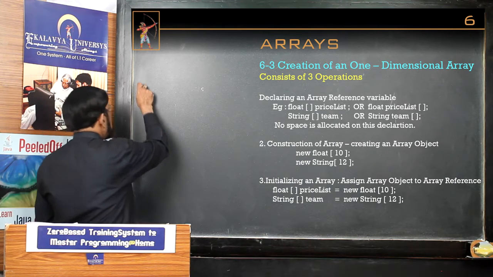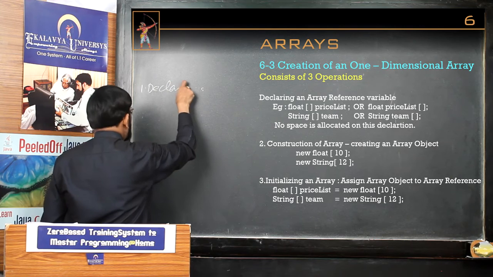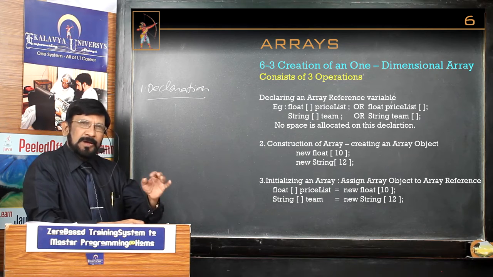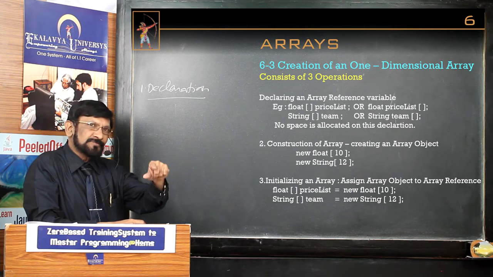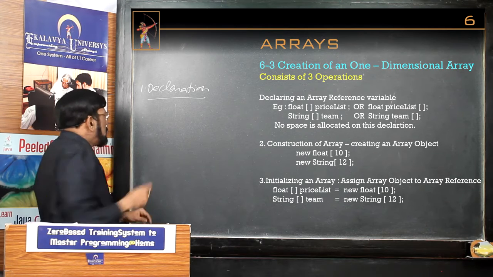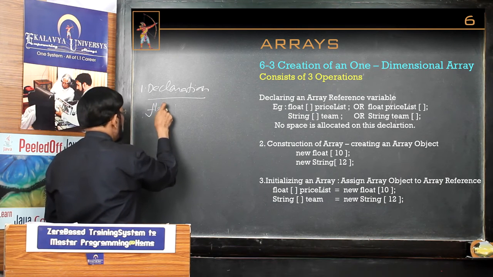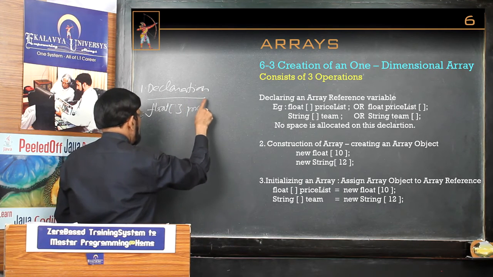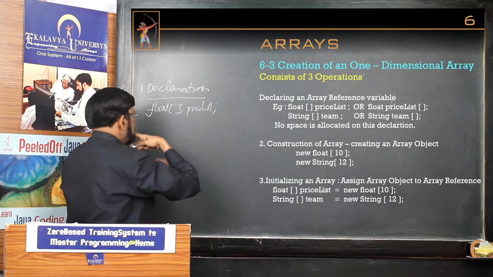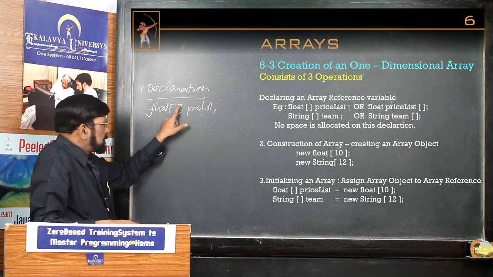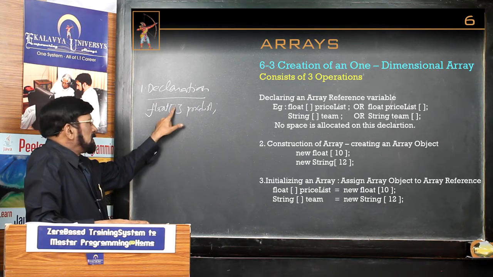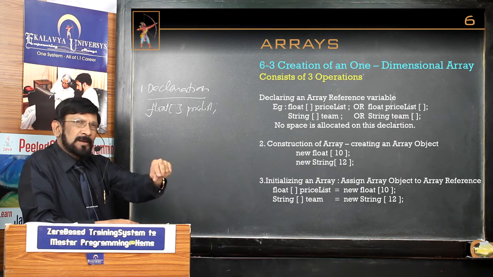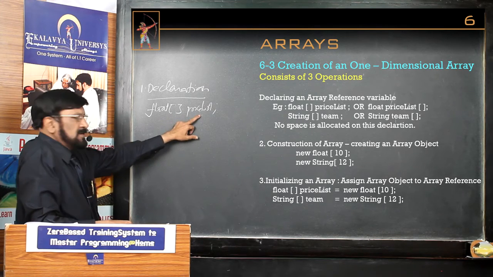The first one is declaration. Declaration means nothing but declaration of array reference variable. Now you see that float[] pricelist. This is array declaration, reference variable declaration. Here you should not give size. It's just a reference variable for the array we are going to create. So this is a pricelist.